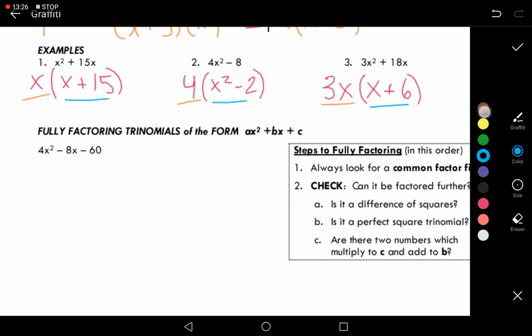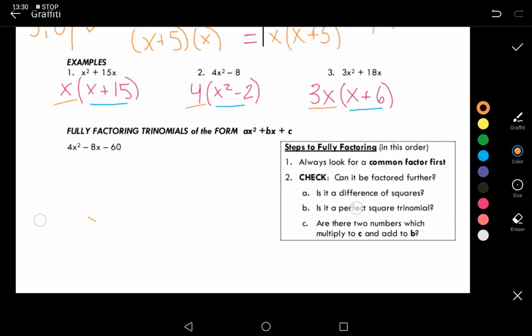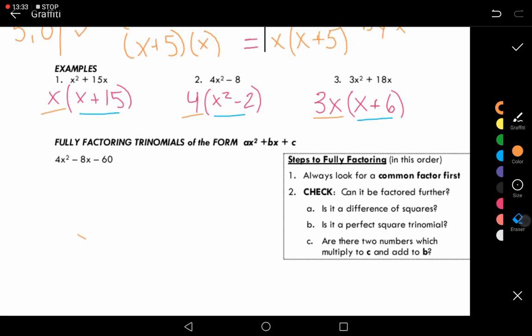Okay, so we're going to look at one more kind of combination of the last two things we learned. All right, so fully factoring trinomials of the form ax squared plus bx plus c. This will be very similar to how we factored trinomials in the last note, except there is an extra step. I have laid out these steps nicely for you. So the steps to fully factoring, in this order.